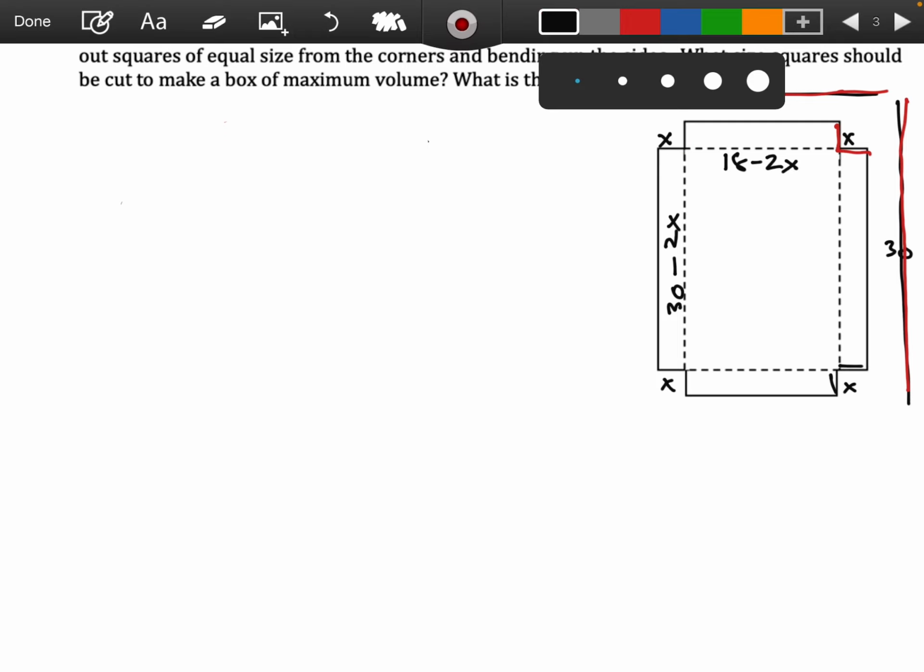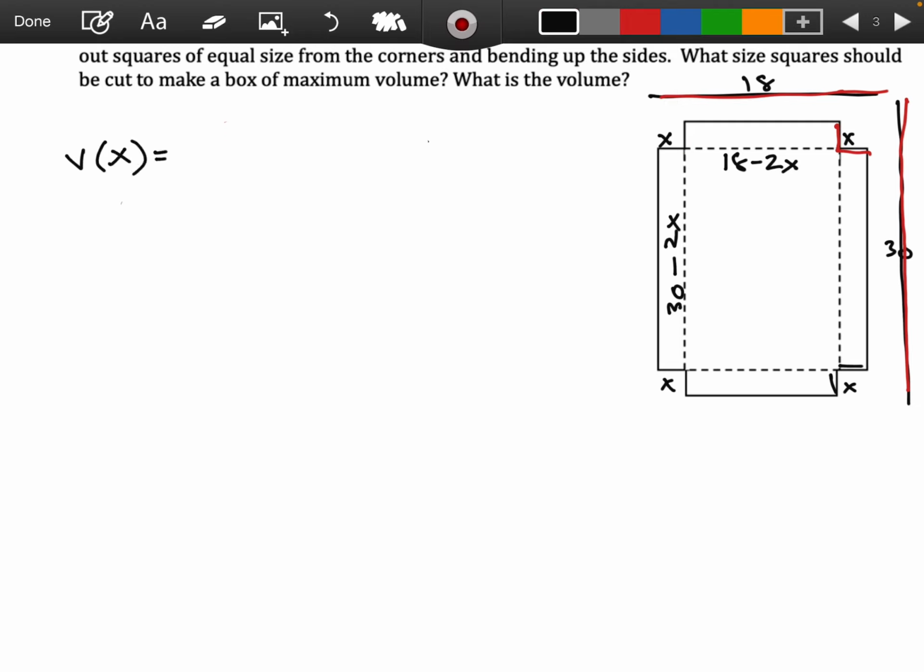Well, for volume, we need length, width, and height. Okay, the first one, we know that we're cutting out the box, and that's going to give us height is going to be our x, because that's the piece we're going to fold up, right? We know that one of the sides is 18, but you can't put 18 on there, though. You have to make it into an equation. This 18 side is going to be 18 minus 2x, because you have two sides that you're taking away by cutting it and folding the paper up. So it's going to be 18 minus 2x.